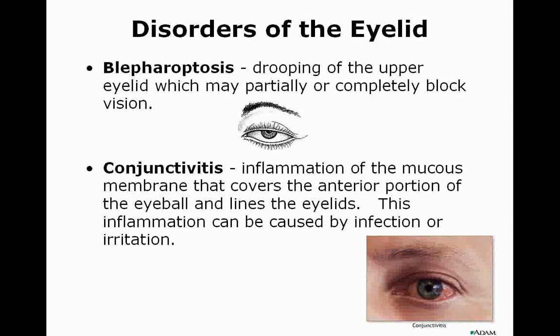Next is conjunctivitis, which is much more common. Itis is inflammation. Inflammation of the mucous membrane that covers the anterior part of the eyeball and lines the eyelids. And the inflammation causes the eye to have a pinkish color. So when a person has conjunctivitis, they're referred to as having pink eye.